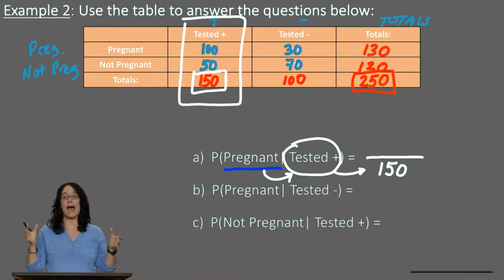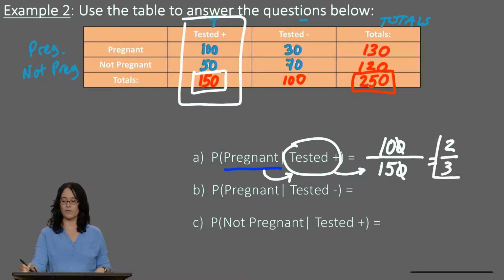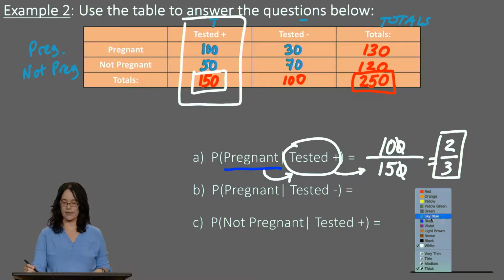Of the 150, how many of them were actually physically pregnant? So the test was true. That would be 100. So if you said 100 out of 150, that would be the correct setup. And then of course from here, it's just a matter of reducing, right? We can notice that they both end in 0, so it's 10 out of 15. But both 10 and 15 are divisible by 5. 5 goes into 10 2 times. 5 goes into 15 3 times. So the reduced fraction answer would be 2/3, or roughly 67%, 66.6 repeating, all right? Okay, so let's see if you can try the next one on your own, since we did that one together.